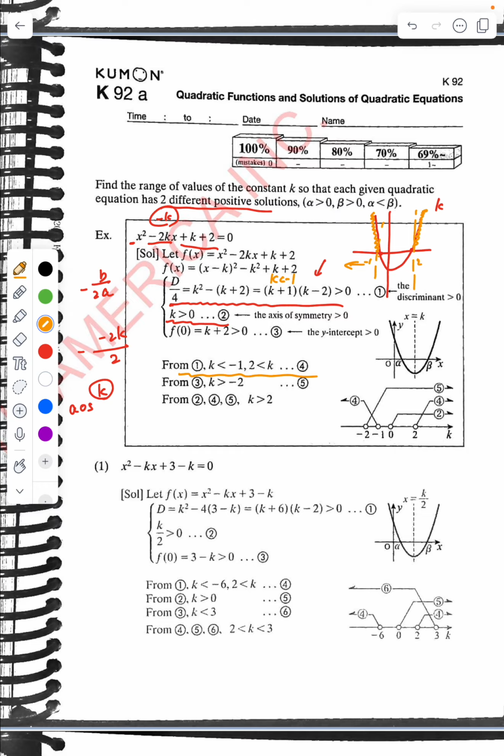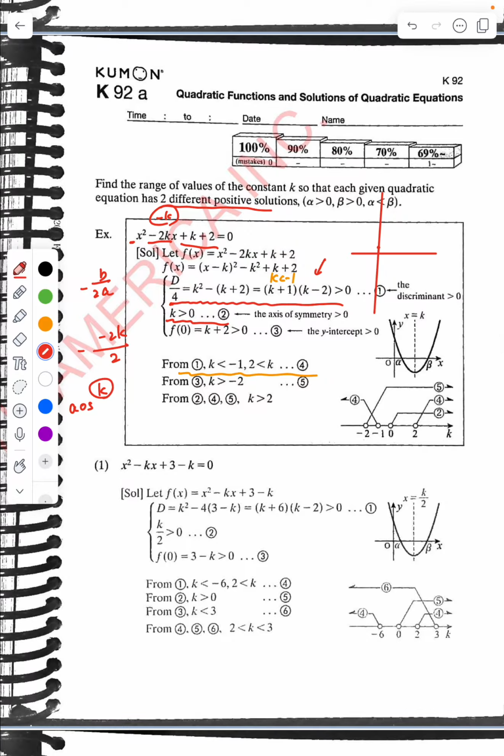Another thing is, in order for me to have two positive solutions, my y-intercept has to be greater than 0 too. You might want to ask, hey, Tony, why does it matter? How come my y-intercept has to be greater than 0? If you look at a graph again, if we're drawing a Cartesian plane, let's explore our options. Let's say my y-intercept is right here, which is greater than 0, I have the possibility of two positive solutions.